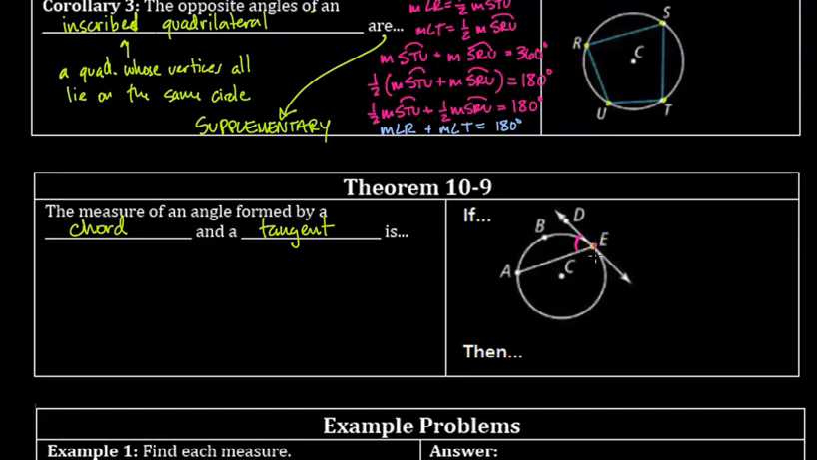Right, so that angle is intercepting an arc. It's intercepting arc AE, right? If you look at the arc of the circle that's inside that angle, it would be this arc, arc ABE or arc AE. The measure of that arc will also tell us something about the measure of the angle, and it's the same relationship we had above. The measure of an angle formed by a chord and tangent is equal to half the measure of its intercepted arc.